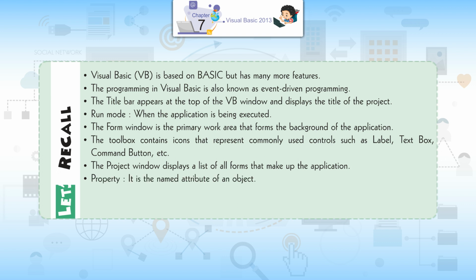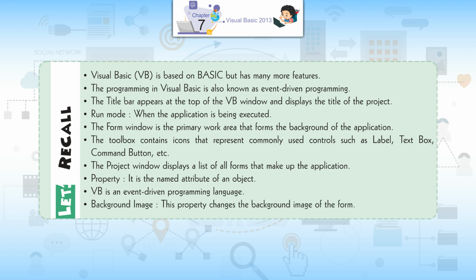Property. It is the named attribute of an object. VB is an event-driven programming language. Background image. This property changes the background image of the form.